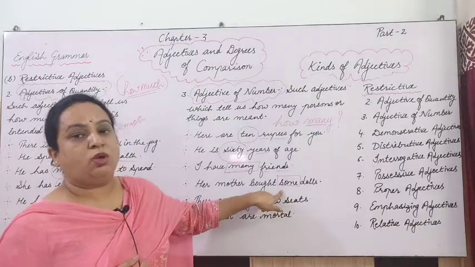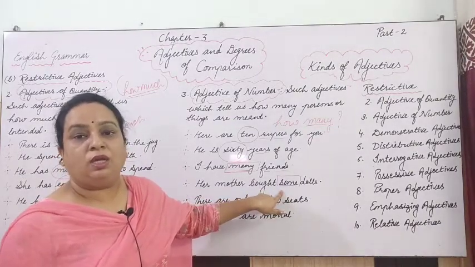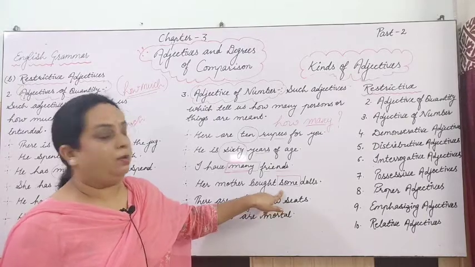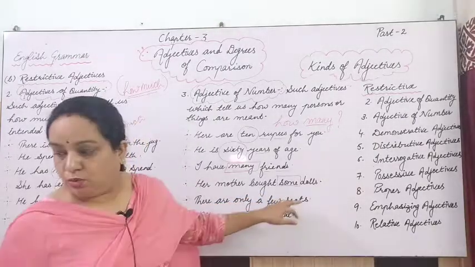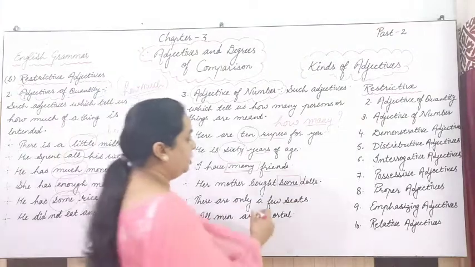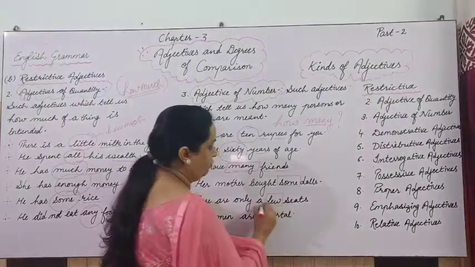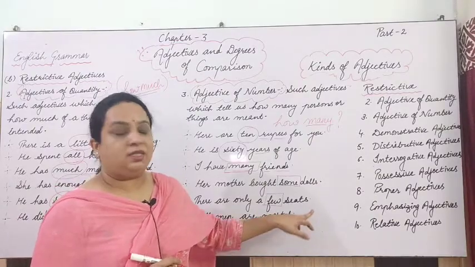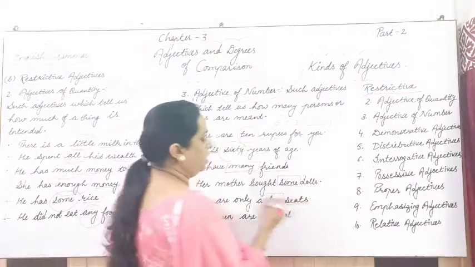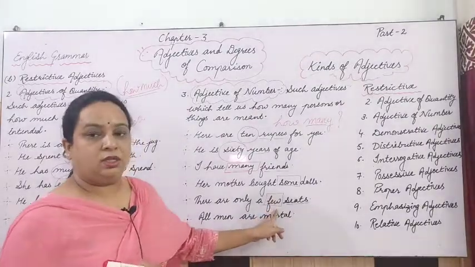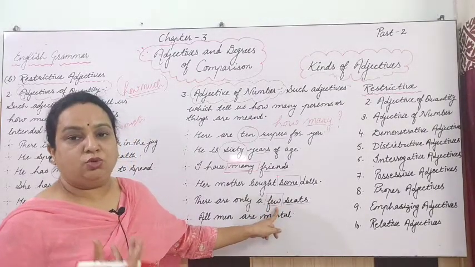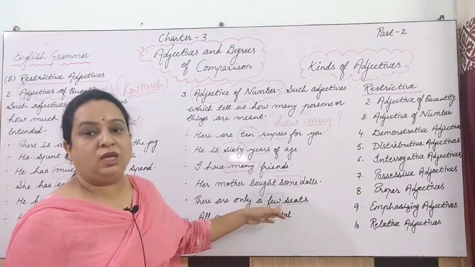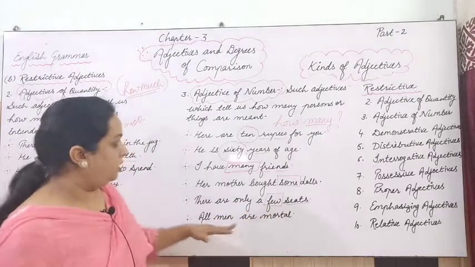So here it is what? Some, and some is what? Here that is working as an adjective of number. There are only a few seats. So here the words few and seats, right? Seats is what? Countable, and before that this word few is used to count how many seats. So this few is working as an adjective of number.